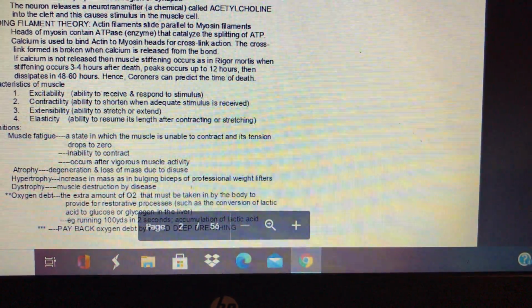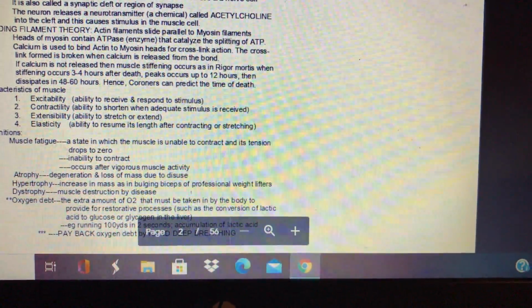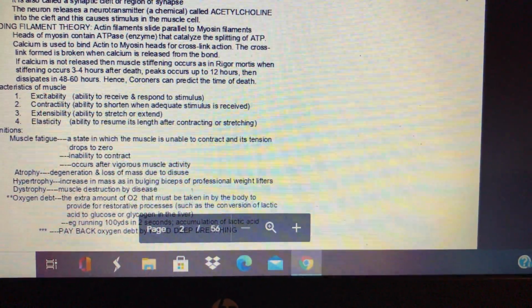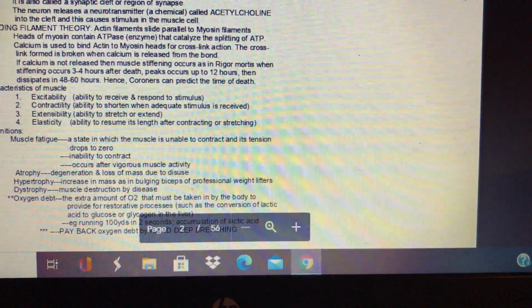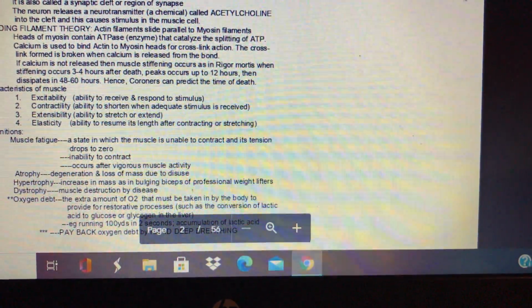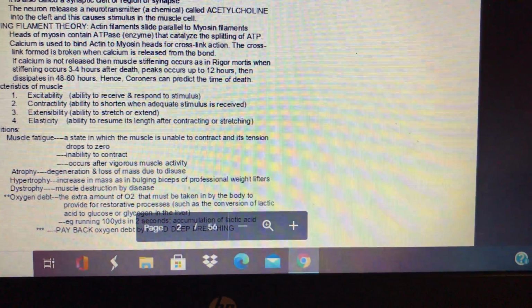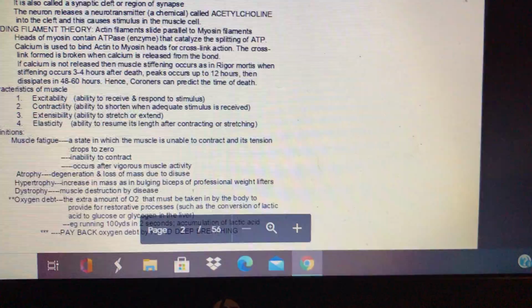The neuromuscular junction is the space between a muscle cell and a nerve cell. It is also called a synaptic cleft or region of synapse. The neuron releases a neurotransmitter, a chemical called acetylcholine, into the cleft, and this causes stimulus in the muscle cell.